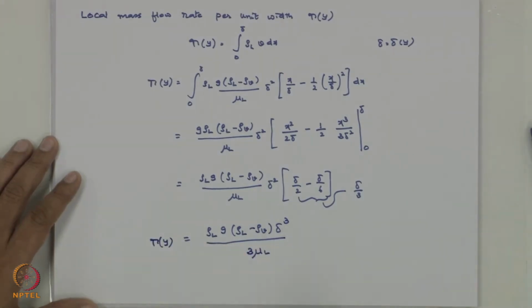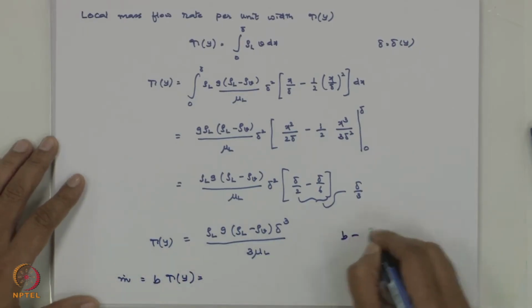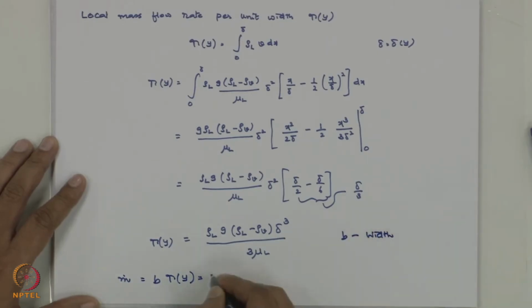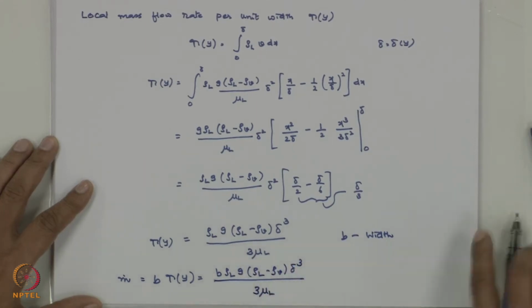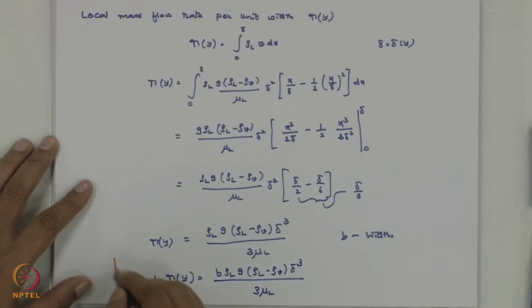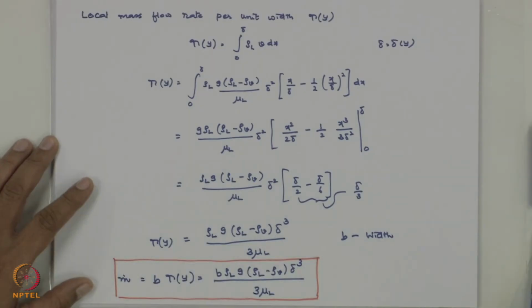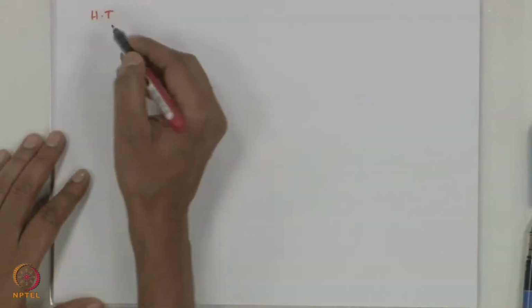Now the net mass flow rate m dot equal to b times gamma of y, where b is the width of the plate. So you have b rho L g into (rho L minus rho v) into delta cube divided by 3 mu L. So this is my mass flow rate. Now the next thing is, we will take up the heat transfer problem.